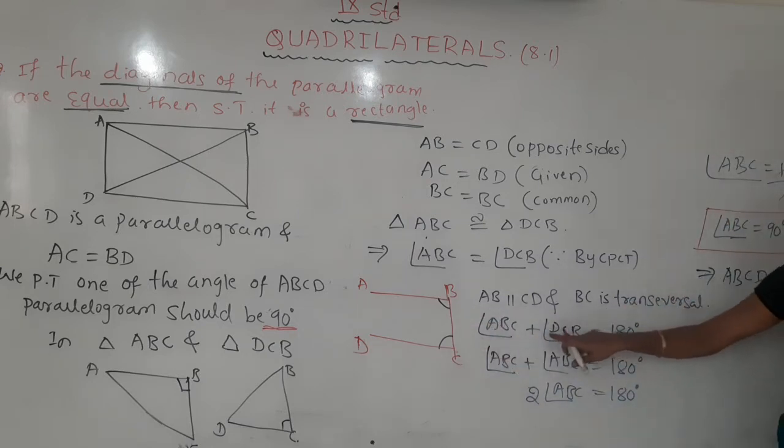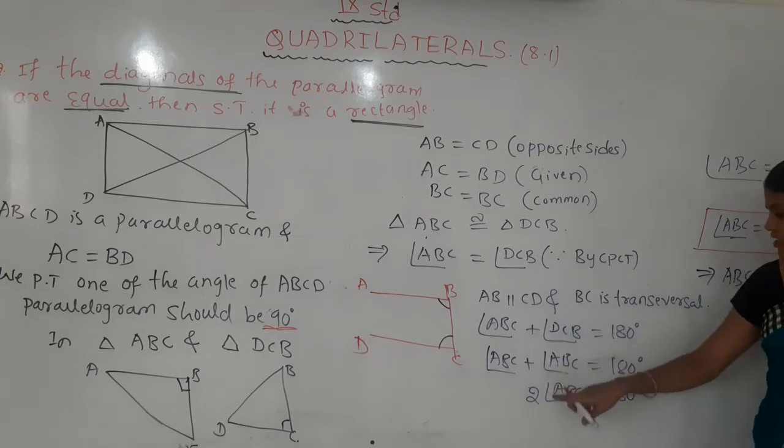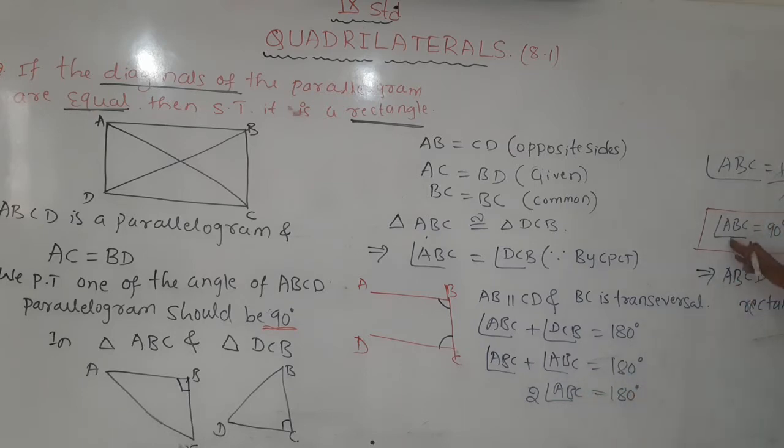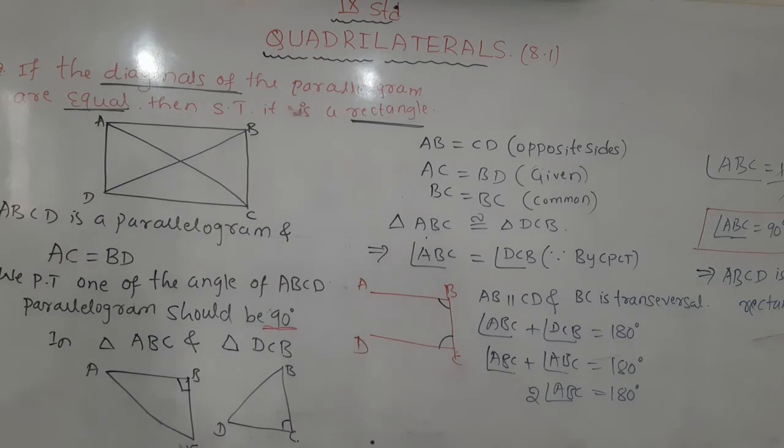Already we have seen these two are equal. So in place of DCB, replace ABC. ABC plus ABC is 2 ABC. So angle ABC is how much? 90 degrees. So now we can conclude our thing: it is a rectangle. Yes, I hope all of you got it.